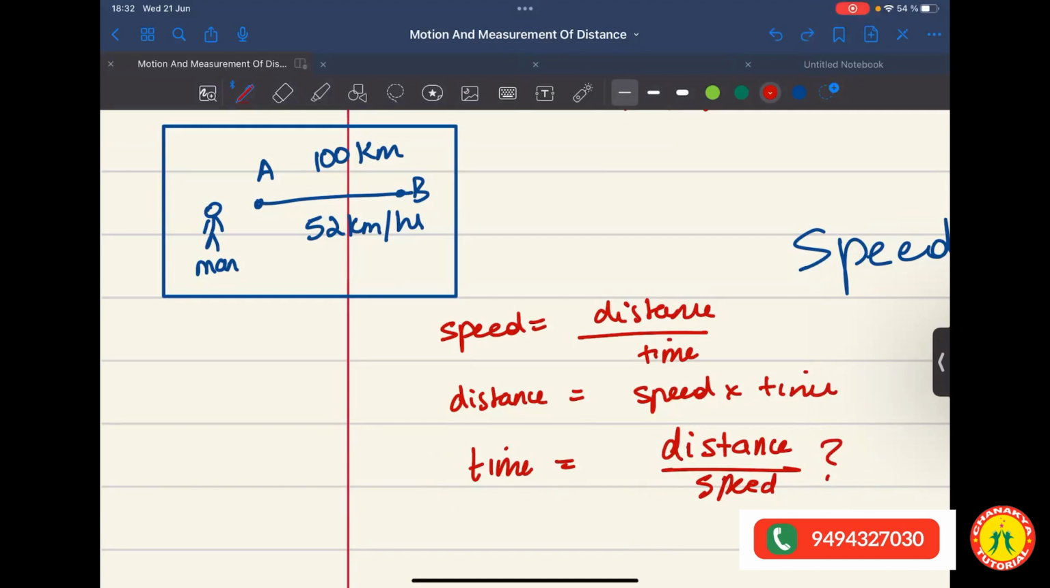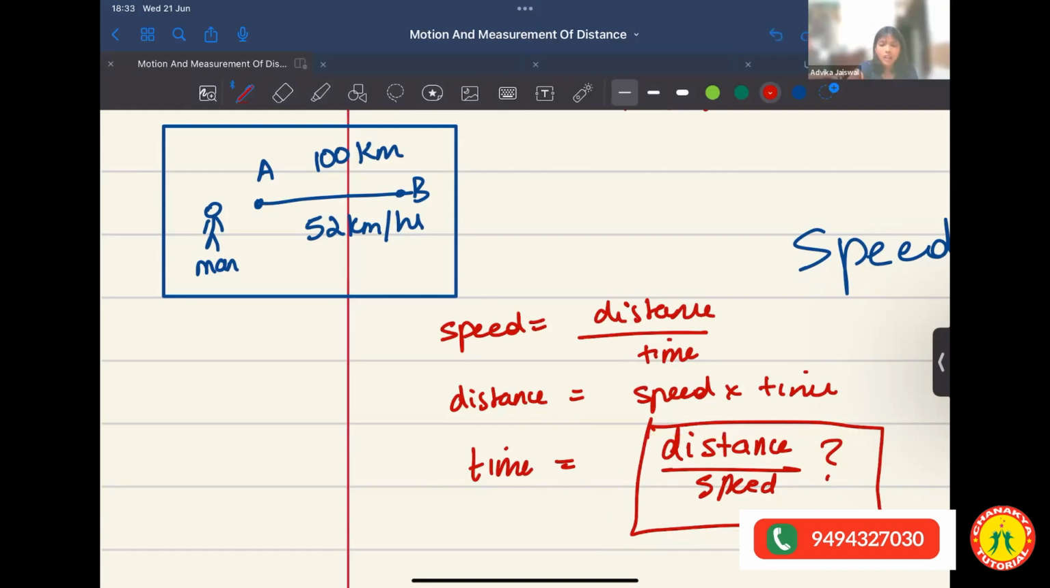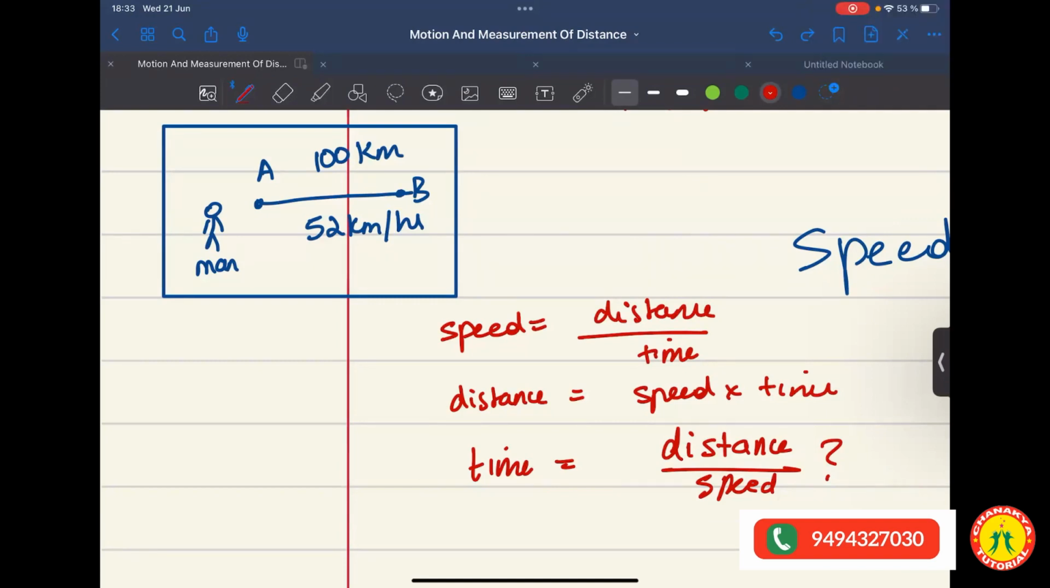Advika, you're not understanding my question. How do you know this is the formula? I didn't teach you that this is the formula. Who taught you this is the formula? Ma'am, because the speed and the distance is left, so I divided. Okay, otherwise you would have multiplied. Yes, ma'am.